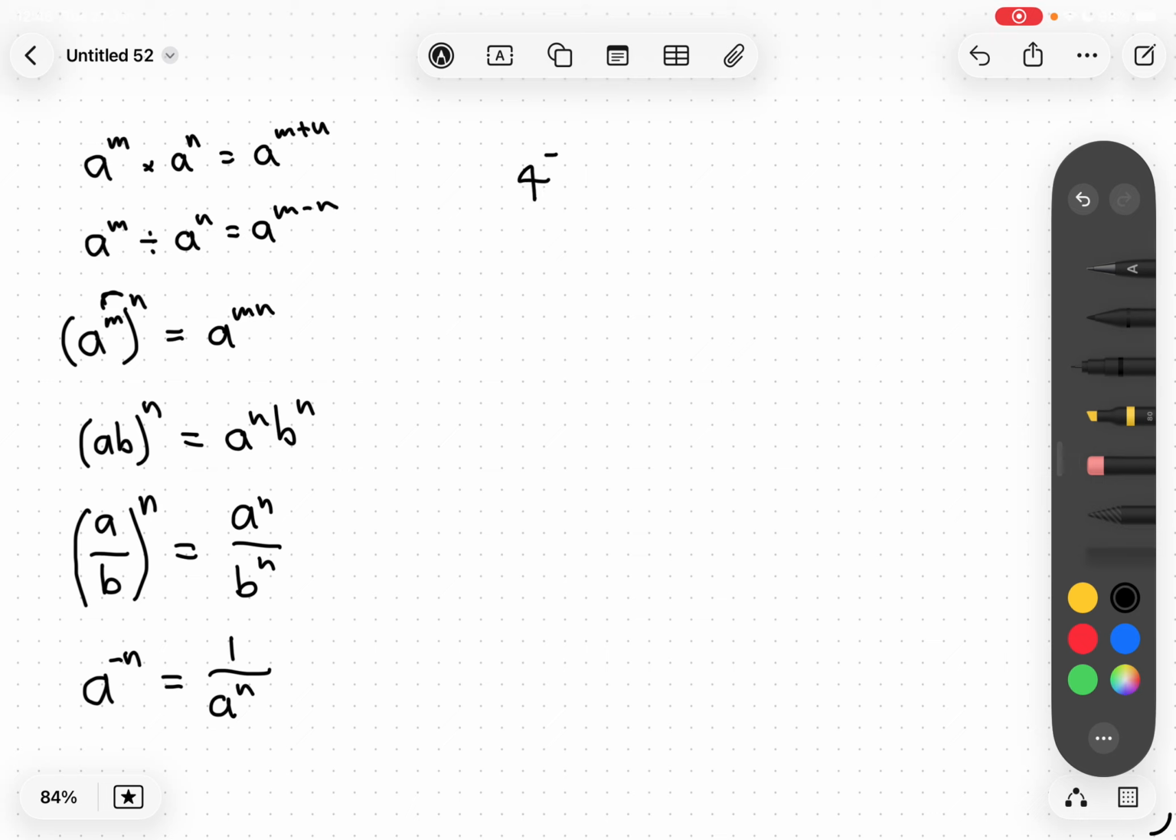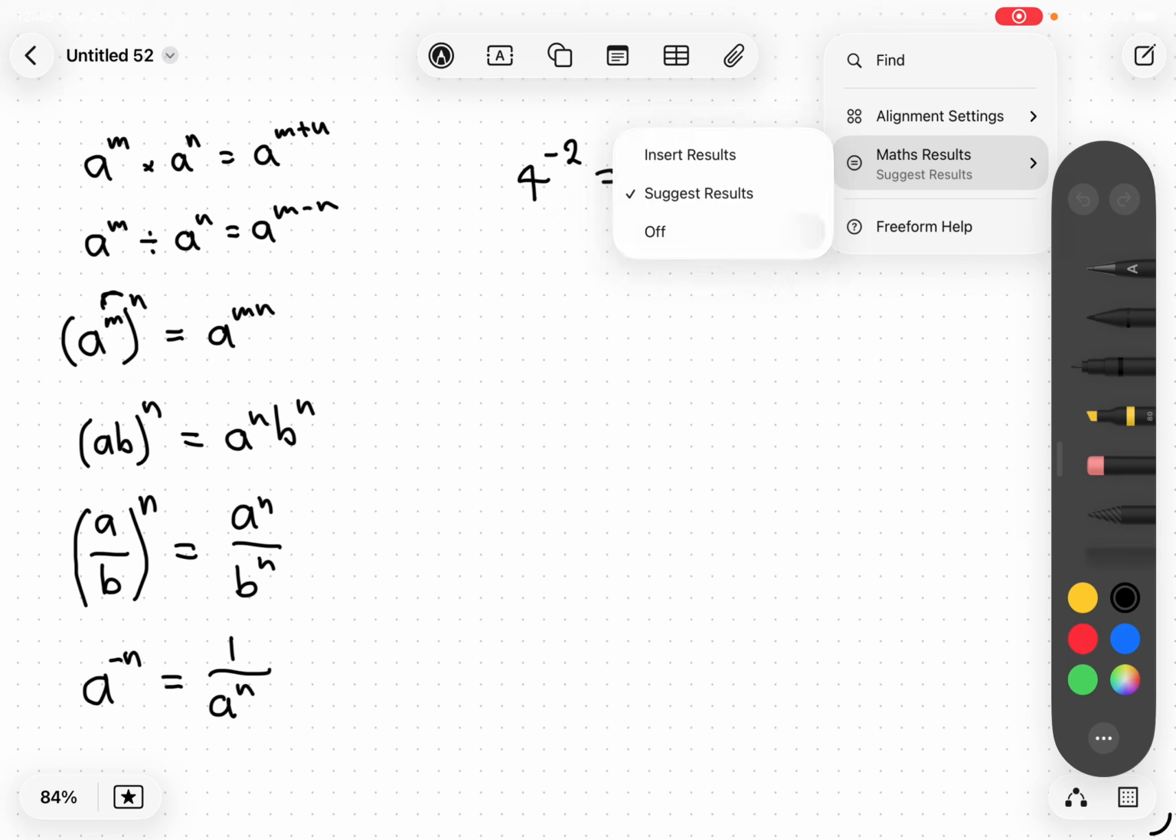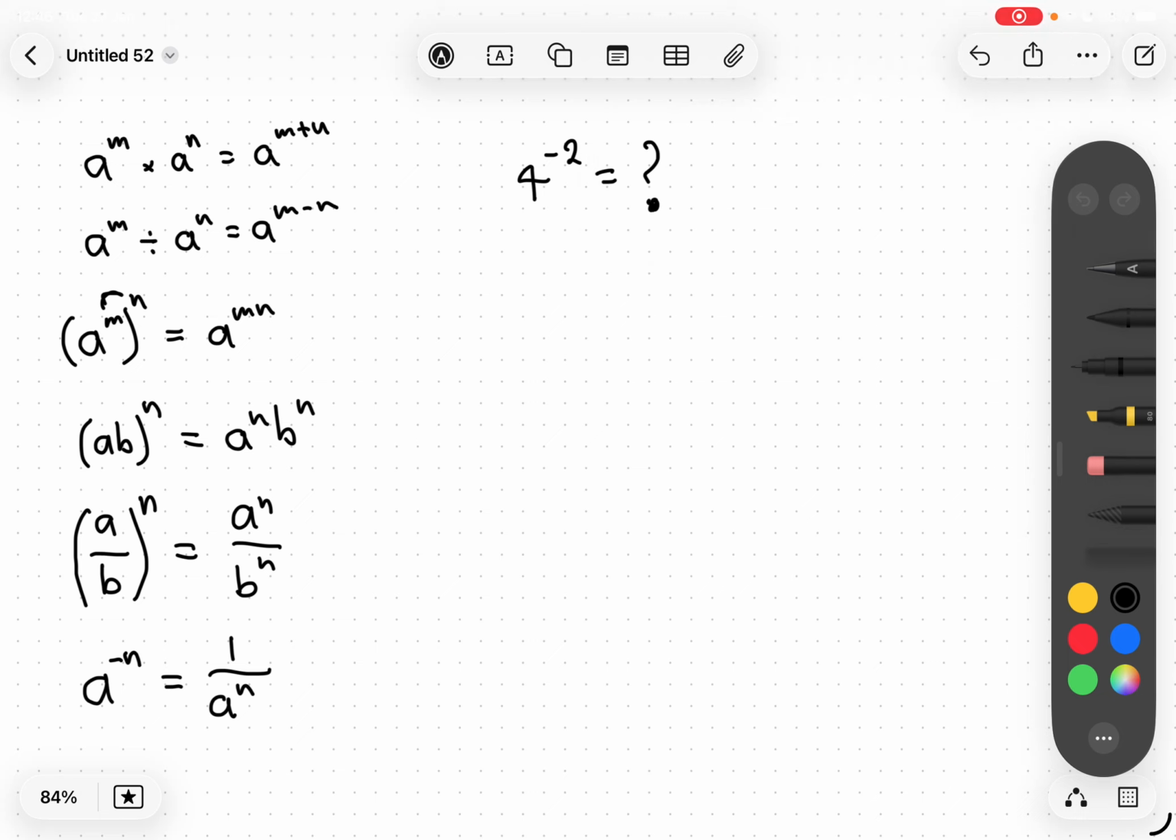4 to the negative 2 equals what? Let's turn off that. Okay, 4 to the negative 2. So we can see that is going to have a negative index like that down there. So we're going to do 1 on 4 squared. Now 4 squared just means 4 times 4.